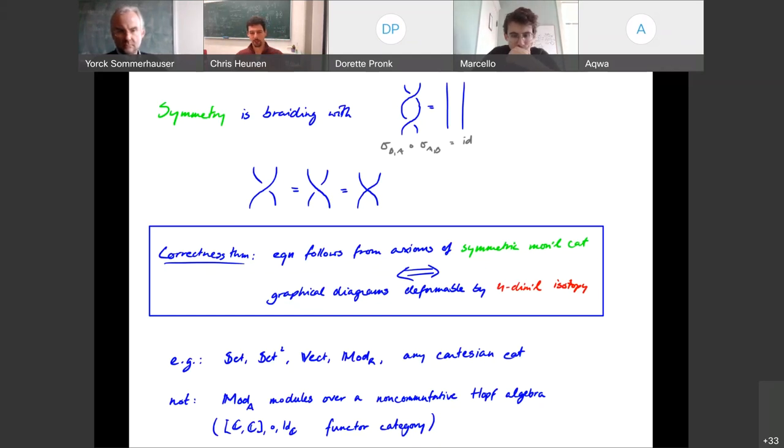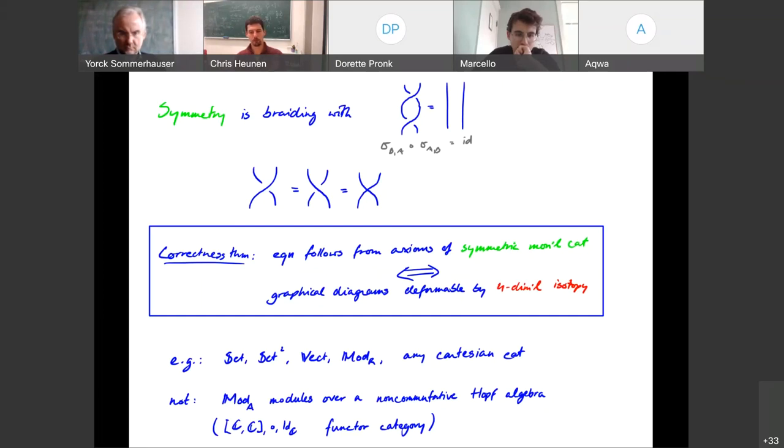And again, there's a correctness theorem for this graphical calculus, namely two morphisms are algebraically equal according to the axioms of symmetric monoidal categories exactly when the pictures that represent them can be deformed into each other by an isotopy. This time it's a four-dimensional isotopy. So if you like, you can imagine a glass box where now you get to color the wires inside, and they can pass through each other if they have a different color.